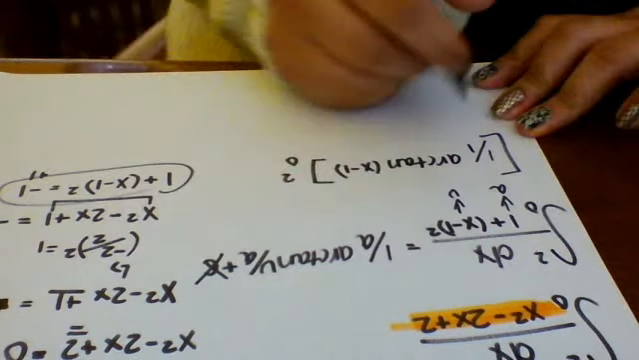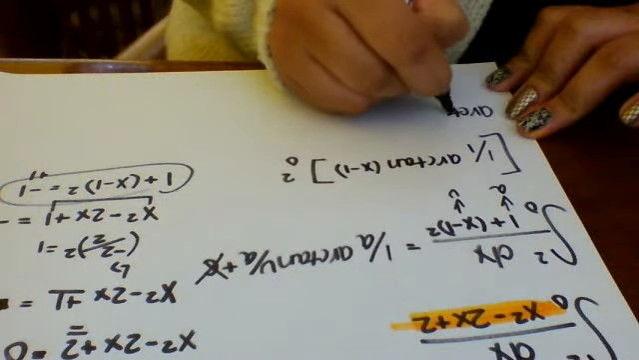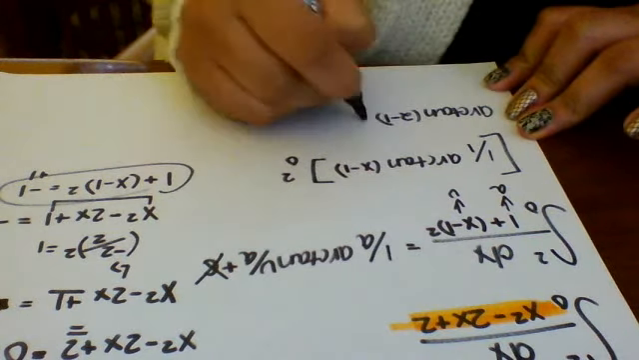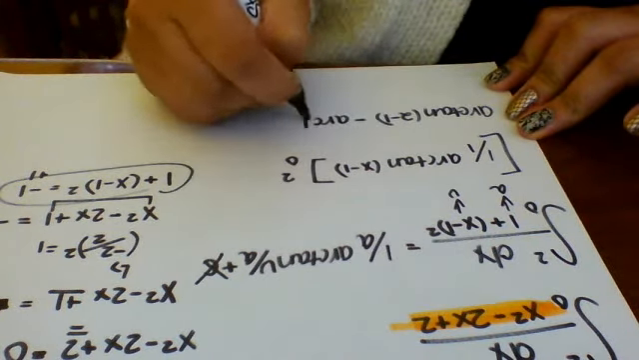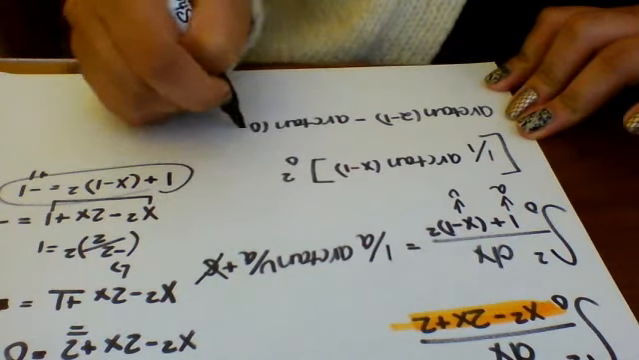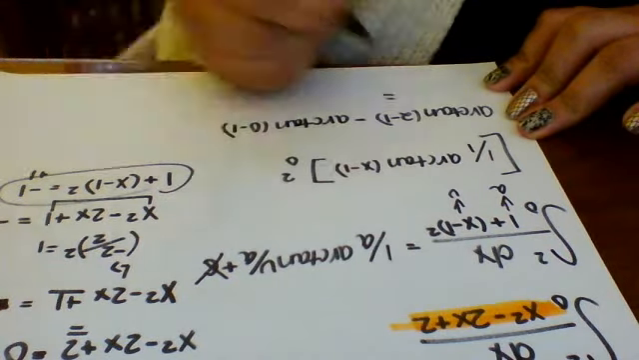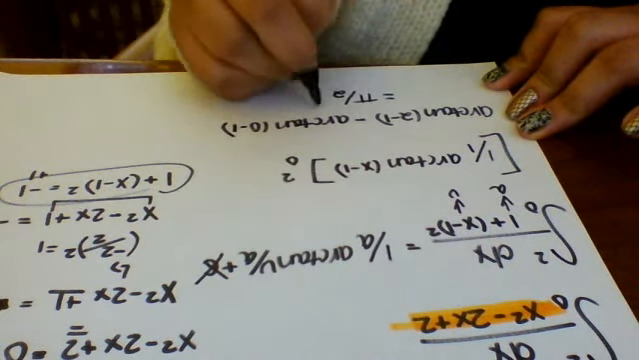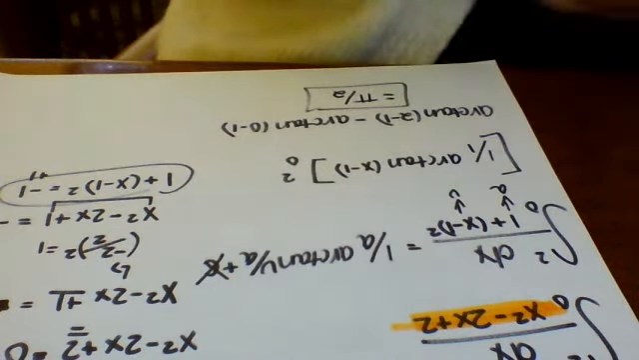And the way you do this is you plug it in. Arctan of 2 minus 1, which is obviously 1, minus arctan of 0 minus 1. And when you plug it in your calculator, you should get the answer of pi over 2. And that is your solution.